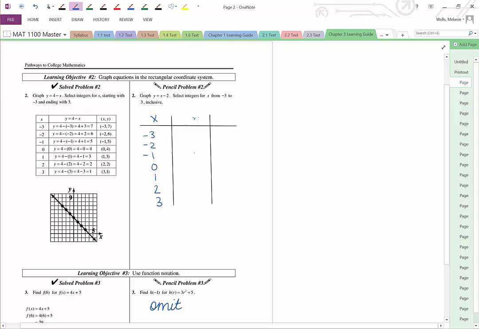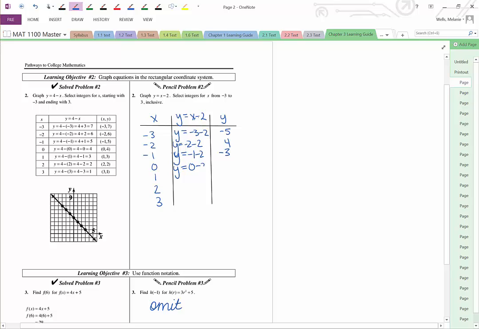Now, you don't have to have this extra column, but this is just going to allow us to see our work. So as I plug each of these x values into our equation y equals x minus 2, it would look like y equals -3 minus 2, which gives me a y value of -5. And then y equals -2 minus 2, which is -4. y equals -1 minus 2, which is -3.